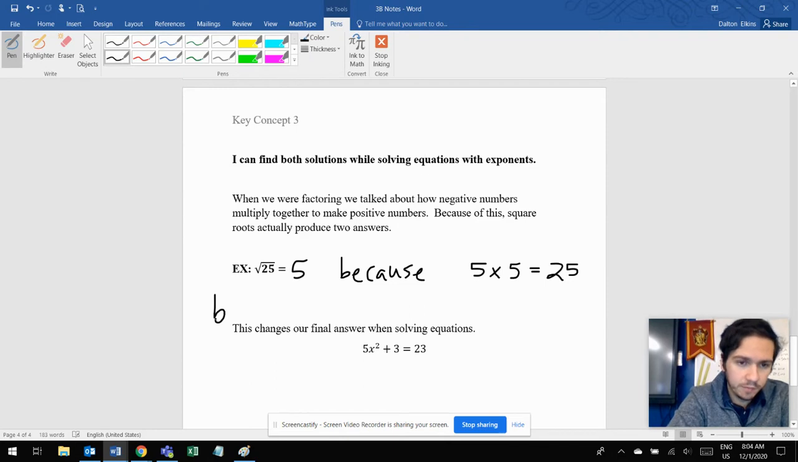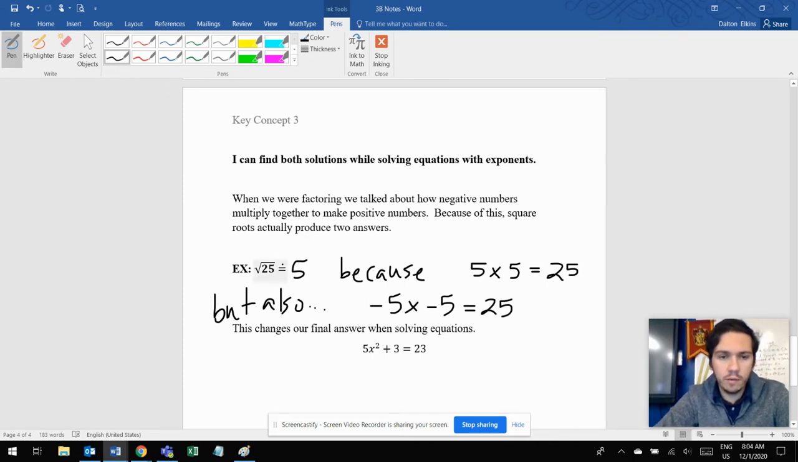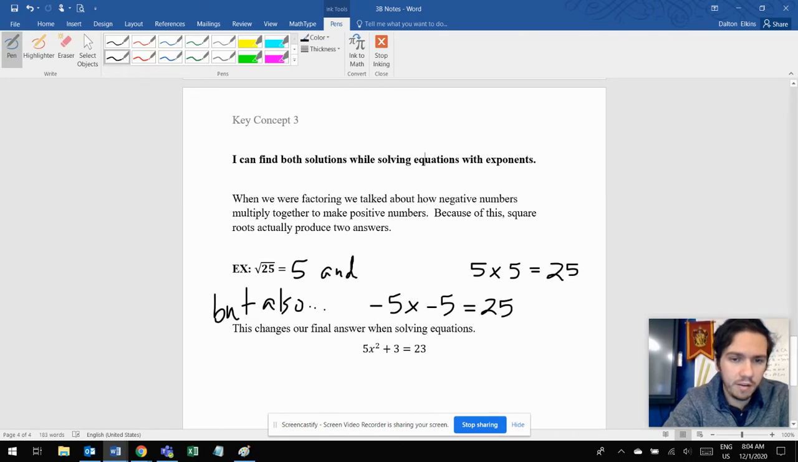But also, something that we learned is that negative 5 times negative 5 is equal to 25. So not only is the square root of 25 5, it's also negative 5. So it is 5 and negative 5. There's this kind of duality here, right? You have a number and its opposite. So you have the positive and the negative. You have both cases there.